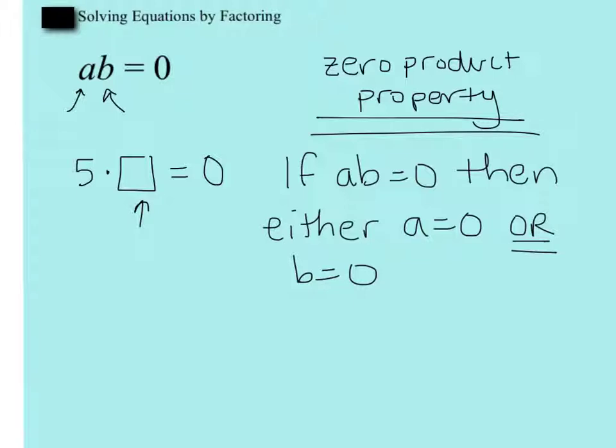So basically what we're going to do is find the factors, create a product, and then set both of them equal to 0 to solve to see what our options might be. This will make more sense when we get into an example.